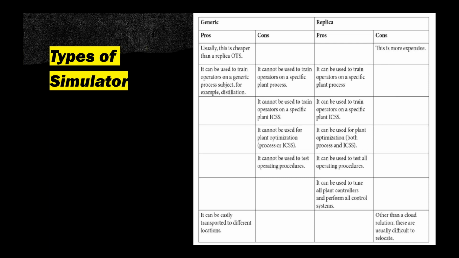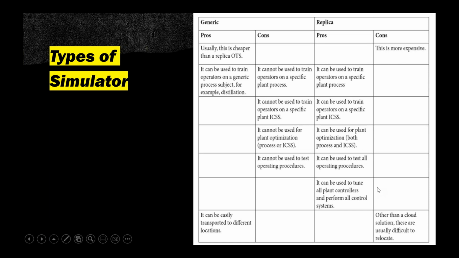So for generic, it's probably a mathematical model that you look at inside a textbook or research. So it's not something proprietary from a company. Generic cannot be used for plant optimization because it's mostly for familiarization. But replica is like a digital twin that you can use for plant optimization. You can increase some of the pressure or flow rate to increase the yield, reduce the pressure, and see how it goes. For generic, it cannot be used to test operating procedures. But for replica, you can do this for all operating procedures. Replica can be used to tune the plant.